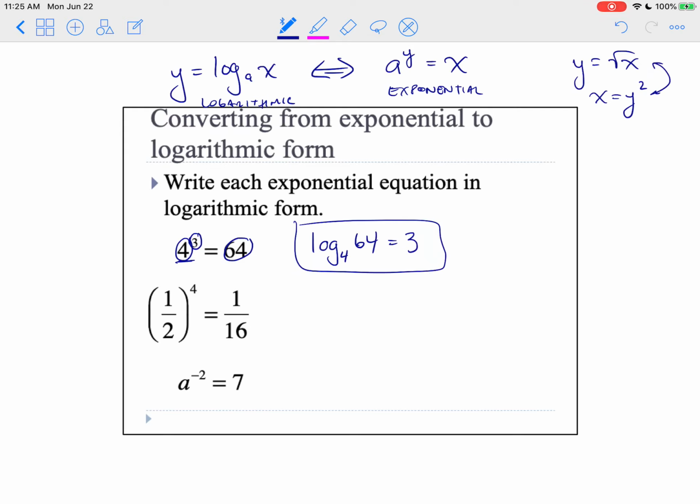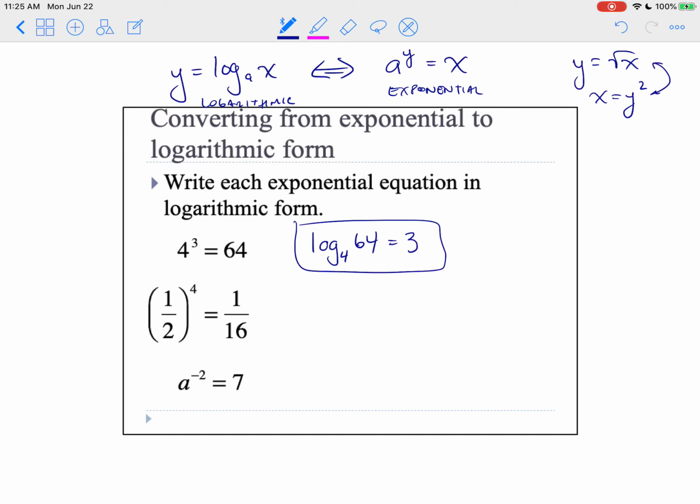Okay? So I'm going to recommend that you pause the video and try the next two problems on your own. And then I'll go through them together. You can unpause and we'll go through them together. Go ahead and pause now.